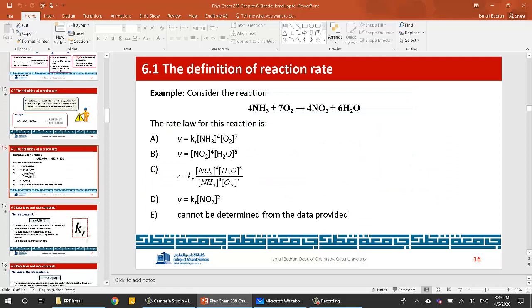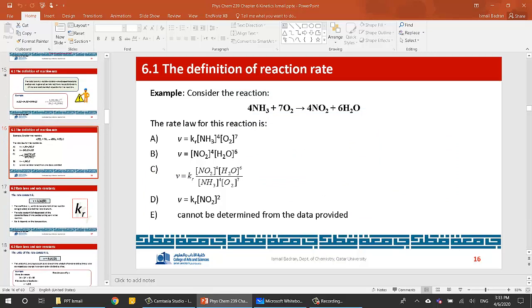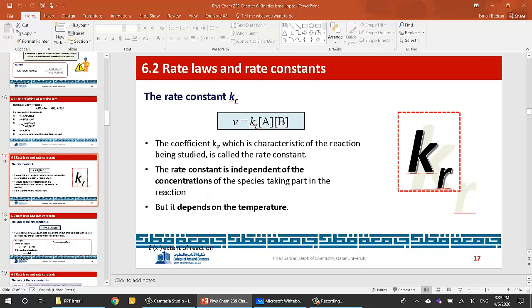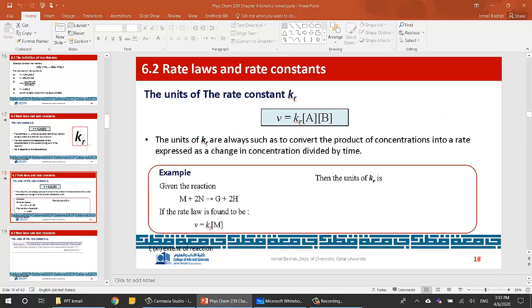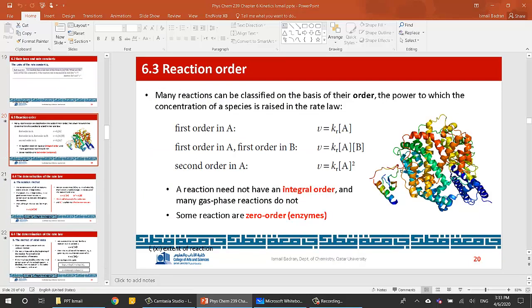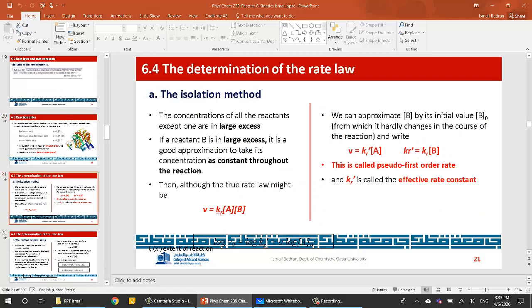The rate orders, or the reaction orders, can only be determined experimentally, and we cannot determine them from the equation itself. We also talked about the Kr and so on. So today, if the orders of the rate law can only be determined experimentally, let us introduce some of the experimental methods we use in chemistry to determine the rate law. The first one is called the isolation method.